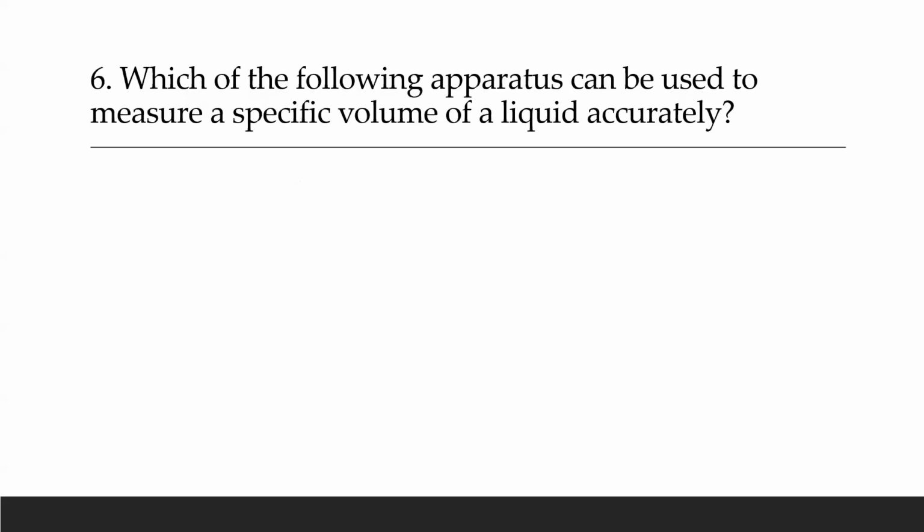So question 6, which of the following apparatus can be used to measure a specific volume of a liquid? A, beaker, B, conical flask, C, measuring cylinder, D, pipette.